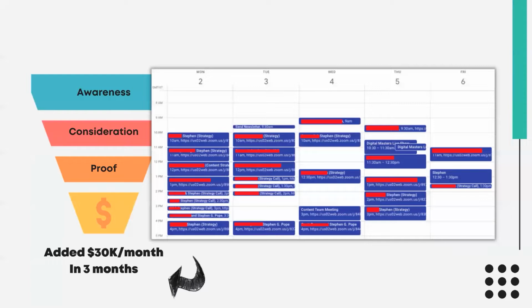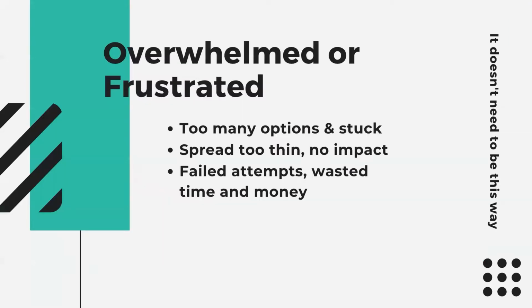And what I'm showing here is the same system that I've used to build out my business. This is just a quick snapshot of the calendar that I have and the calls that are getting booked on that, and what helped me generate or add 30K a month to my revenue in just a matter of 3 months.